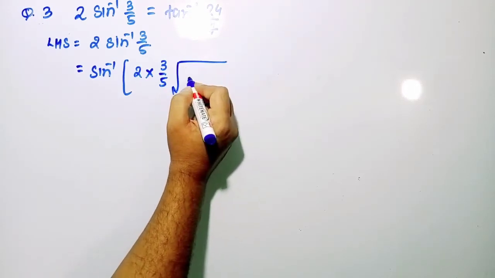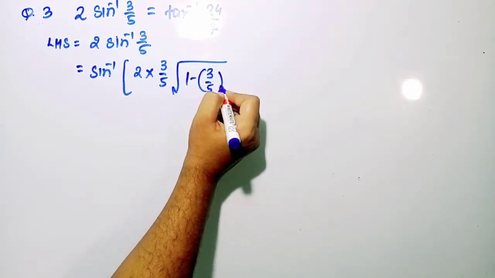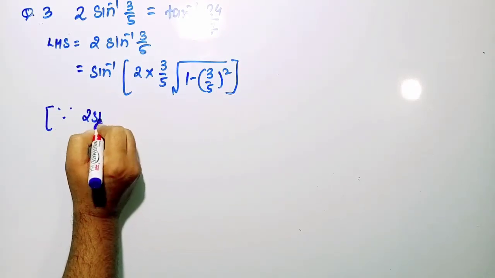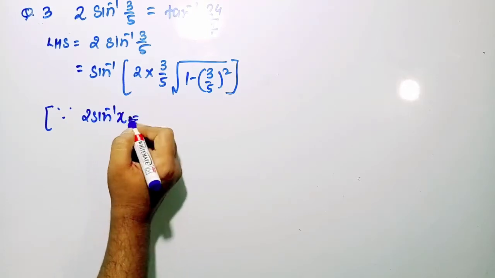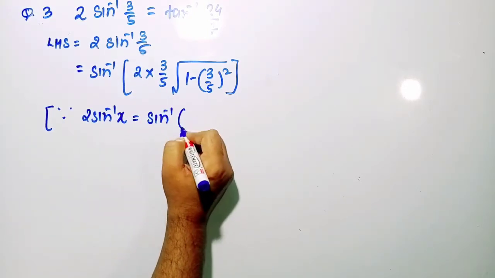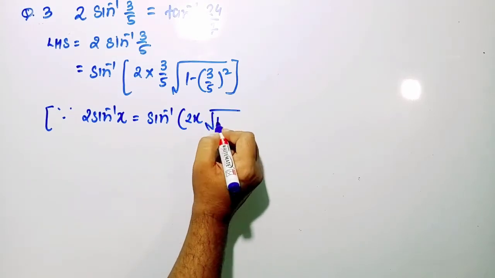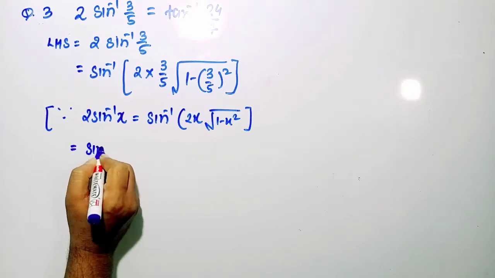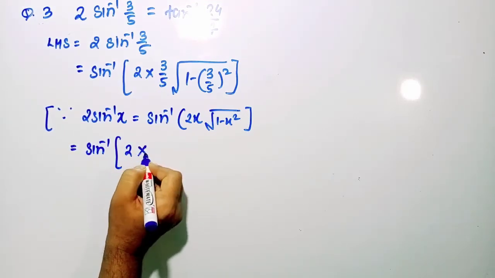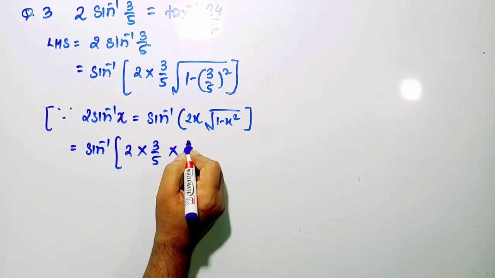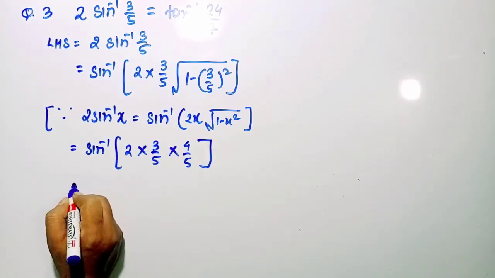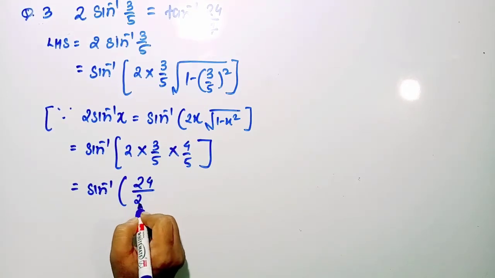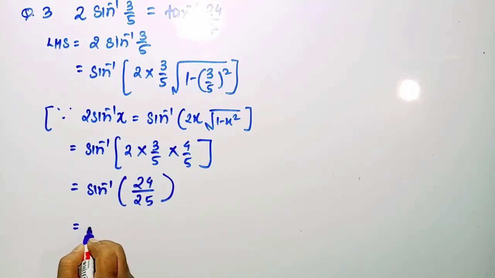2 into 3 by 5 into square root of 1 minus 3 by 5 whole square, by applying the formula of 2 sine inverse x. So we know that students, 2 sine inverse x is equal to sine inverse 2x into square root of 1 minus x square. We have applied this formula in the above step. So sine inverse 2 into 3 by 5. Now simplifying the square root term, we are getting 4 by 5. So sine inverse 24 by 25, right?